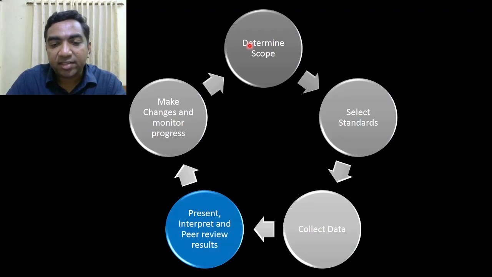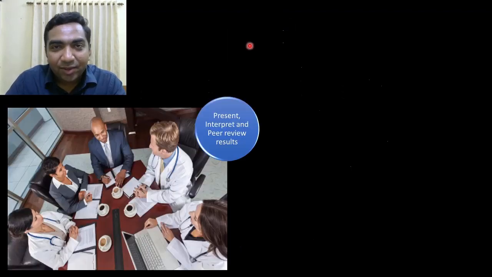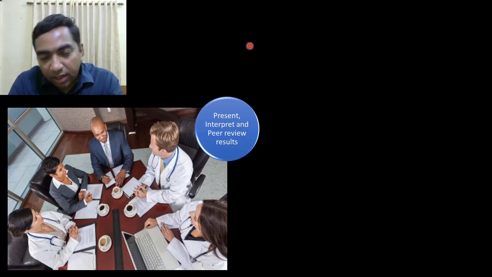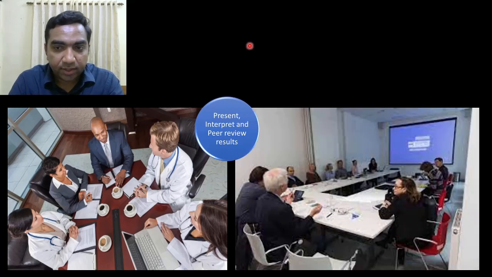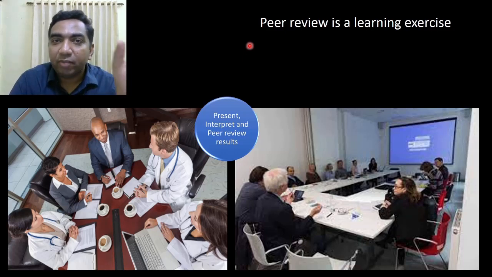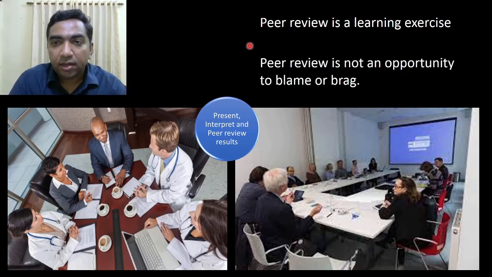Next, we have to present, interpret, and peer review results. It has to be a cordial, friendly atmosphere with adequate privacy, and we should sit together, the surgeons concerned. We don't need a crowd. There should be a minimum of 3 surgeons. It can be a larger group, where some of the juniors present and the others evaluate together. We have to understand that peer review is a learning exercise. It is not an opportunity to blame or brag.